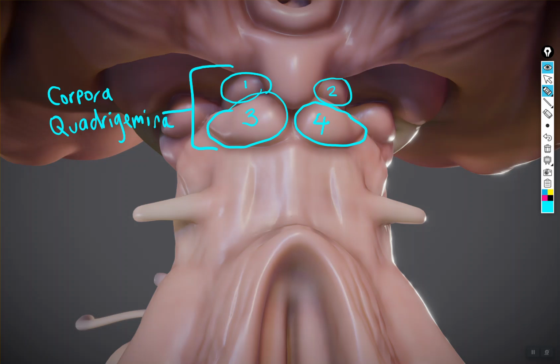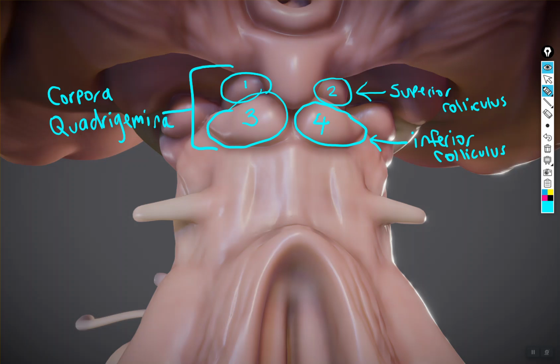So the top two twins are the superior colliculi. Singular is colliculus. And the bottom two, this is the one on this side, is the inferior colliculus. So these are midbrain structures that are found only on the posterior aspect of the midbrain. So you'll have to turn the brainstem around from the front to see them.